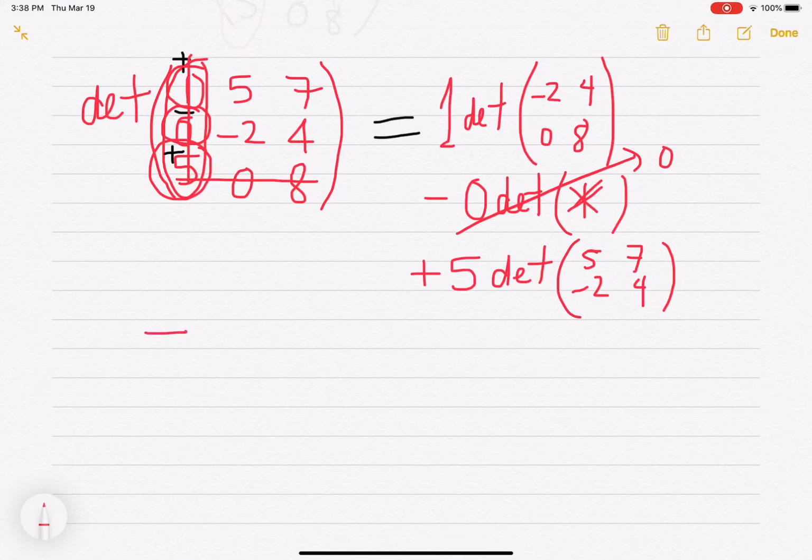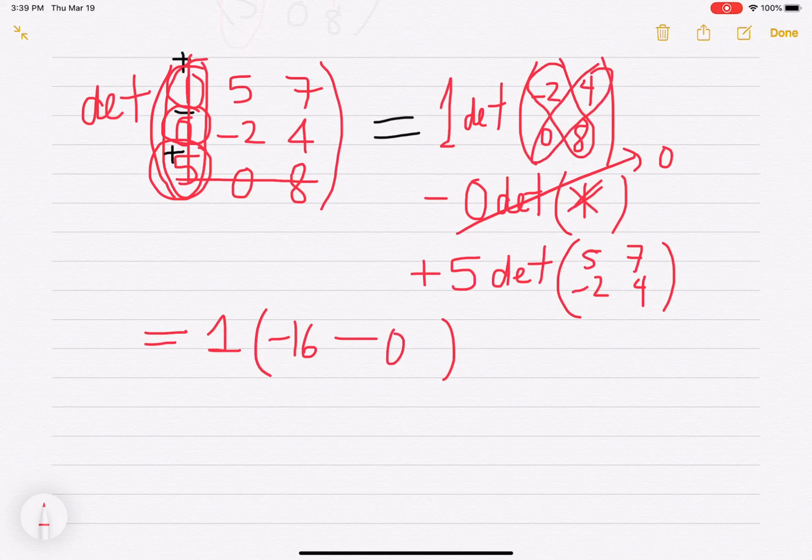So here I go. I have 1 multiplied by the determinant of negative 2, 4, 0, 8. Let's multiply down the descending diagonal. We're going to get negative 16, and then we subtract the product up the ascending diagonal. We get 0 times 4, which is 0. You don't have to worry about that middle term. We already crossed that out. That's 0.